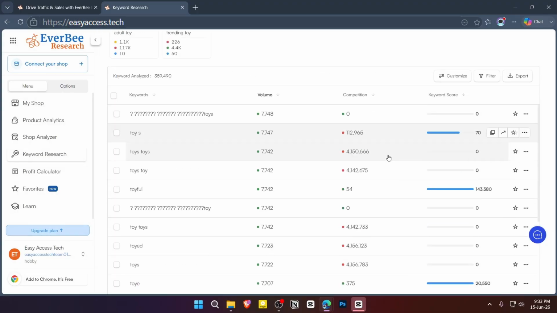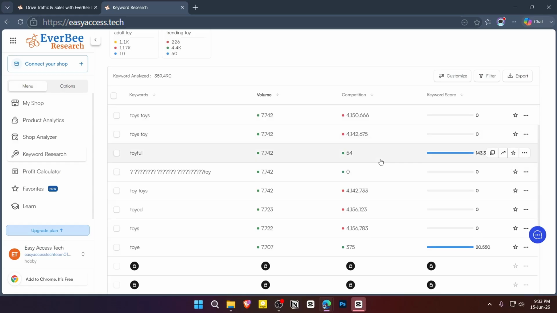Choosing the right keywords can have a major impact on product visibility. EverBee helps users discover keywords that buyers are actively searching for. This can improve product listings and make it easier for potential customers to find your products.